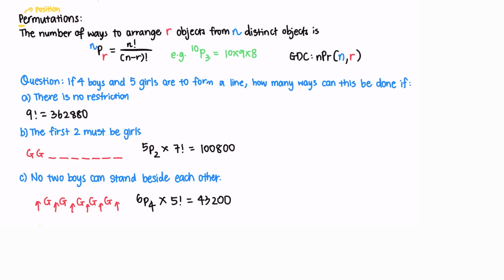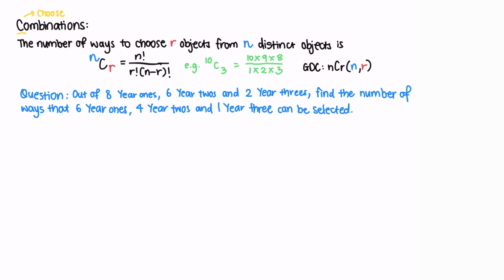And in the last case, we are assigning 4 different boys into one of these 6 spaces between the girls such that no 2 boys stand beside each other. So we are just assigning 4 boys to these 6 spaces, which is just 6p4 ways to put the boys. And then we'll times 5 factorial for the girls because we have 5 girls being arranged in 5 different spaces. Hopefully that was a clear enough explanation.